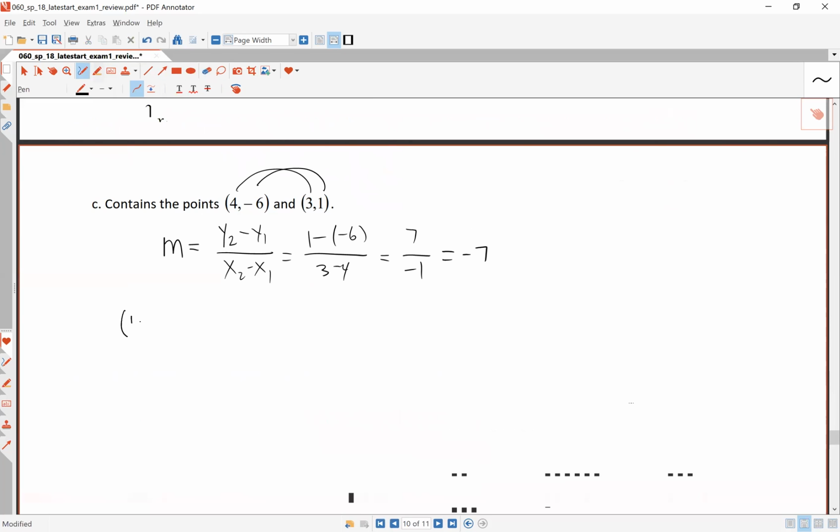So then we just use one of these points, say 4, -6, and m equals -7, and we use x1, y1, and we plug it into y minus y1 equals m times x minus x1. Y minus negative 6 equals m, which is -7 times x minus 4.